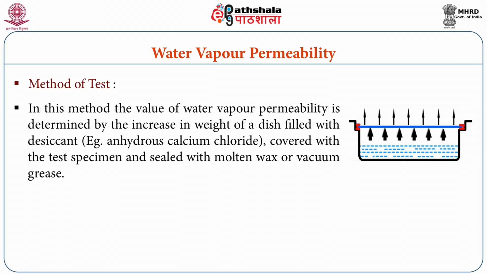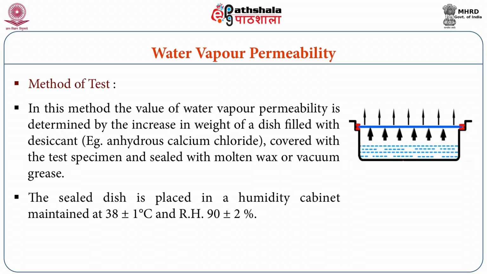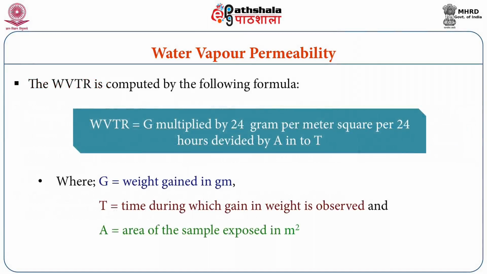In this method, the value of water vapor permeability is determined by increase in weight of a dish filled with desiccant, for example, anhydrous calcium chloride or sometimes silica gel is also used, which is covered with the test specimen and sealed with molten wax or vacuum grease. The sealed dish is placed in a humidity cabinet maintained at 38 plus or minus 1 degree centigrade and 90 plus or minus 2% RH. And then the WVTR can be calculated as shown in the slide.